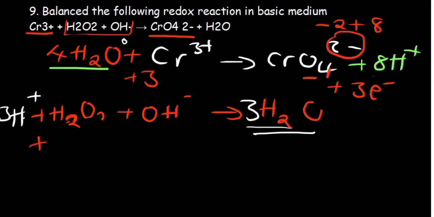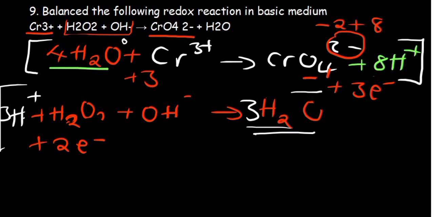So plus 2 electrons. Before you combine the 2 half reactions, you need to make sure that the number of electrons being lost by one reaction is equivalent to the number of electrons being gained by the other reaction. So this is a redox reaction. In the first one we have 3 electrons, in the second one we have 2 electrons. So I can multiply the first equation by 2 and the second equation by 3 so that we get to balance. So the 4 multiplied by the 2 is going to give us 8.